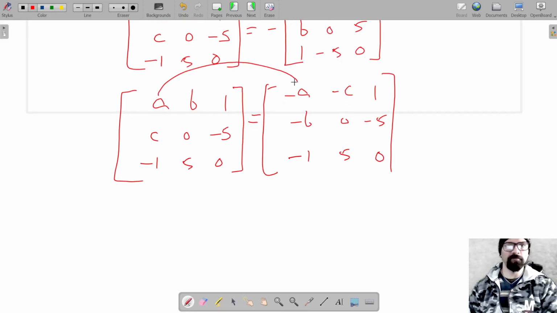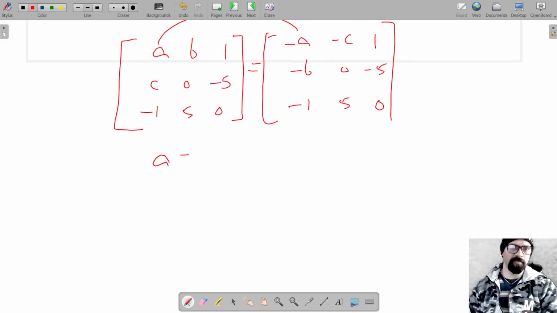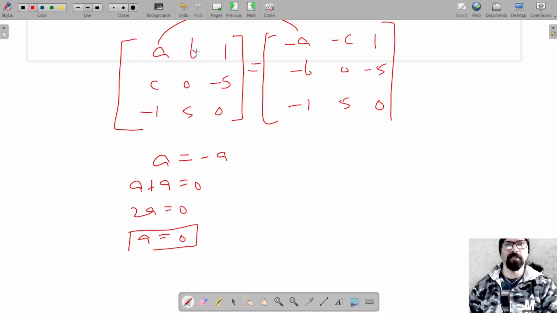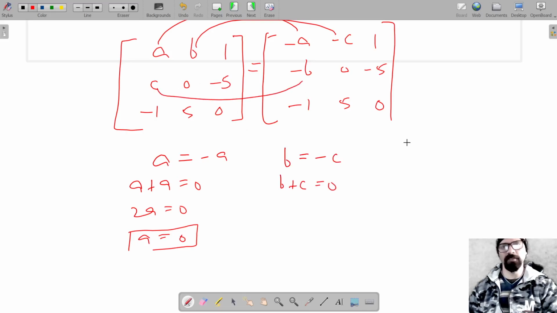So let's equate them. A is equal to negative A. That means A plus A is equal to 0, 2A is equal to 0, which gives me A is equal to 0. Now B is equal to negative C, which means B plus C is equal to 0. Let this be equation 1. Now C is equal to negative B.